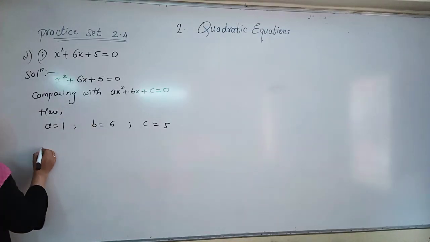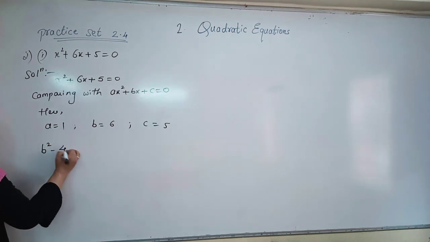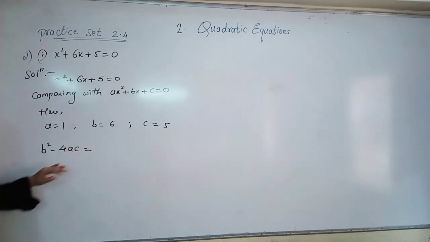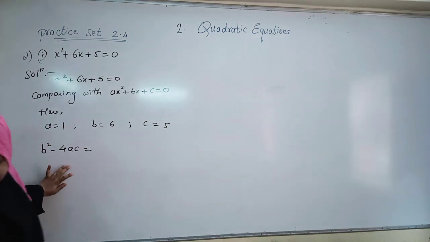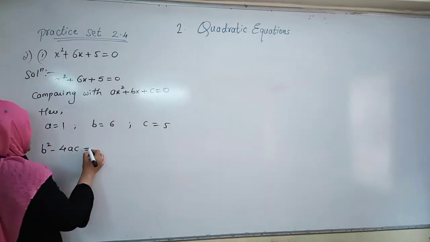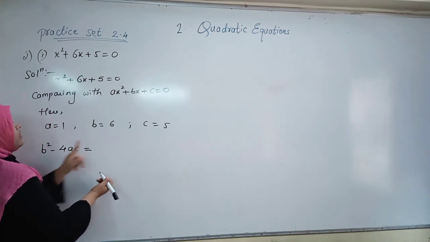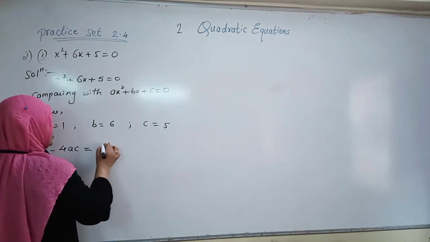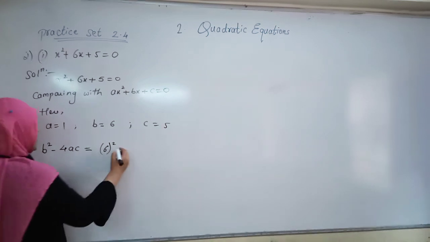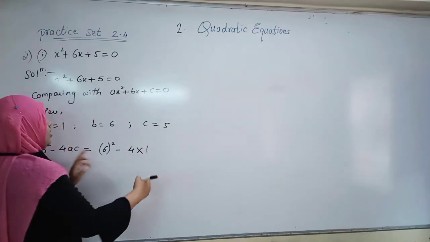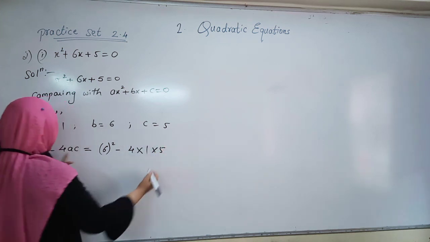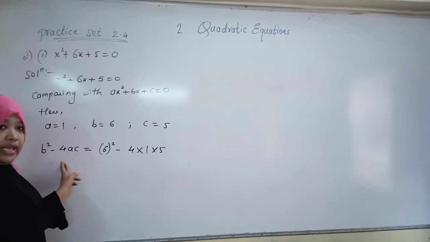Now first of all we are going to find b square minus 4ac. It is a part of the formula. Now we are going to find this first. So b square. What is the value of b here? 6. So we write here 6 square minus 4 into a. The value of a will be 1 and c value will be 5. 4ac means 4 into a into c.